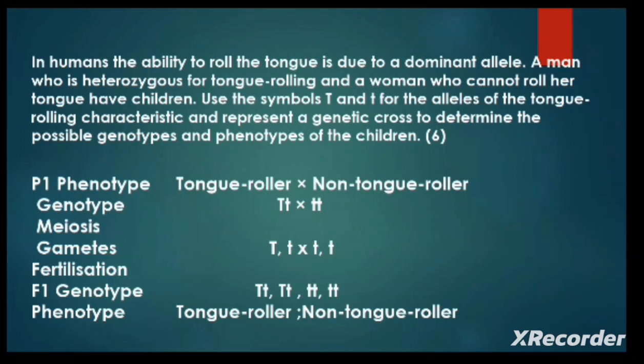And then the third genotype is small letter t, small letter t. What is the phenotype for that? That is non-tongue roller. And then the small letter t, small letter t, what is the phenotype for that? Non-tongue roller, because there is no dominant allele there. If you are able to roll your tongue, you must have a big allele, you must have a dominant allele. So let's move on to the next question.